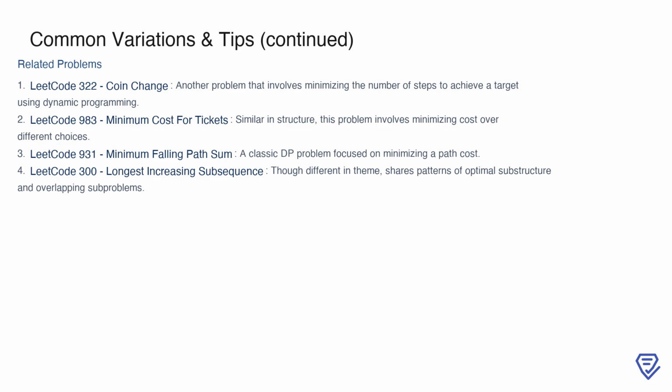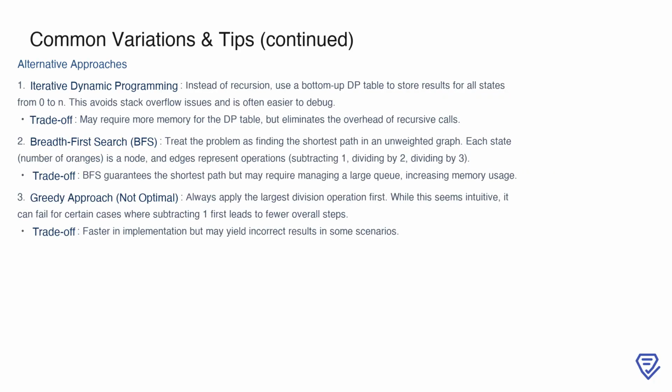Familiarizing yourself with these problems can strengthen your understanding of dynamic programming and enhance your ability to spot connections across different challenges. There are also alternative approaches to consider when solving this problem. One option is using iterative dynamic programming. Instead of relying on recursion, you can construct a bottom-up DP table to store results for all states from 0 to n. This eliminates the risk of Stack Overflow and can be easier to debug. However, it may require more memory to maintain the DP table.